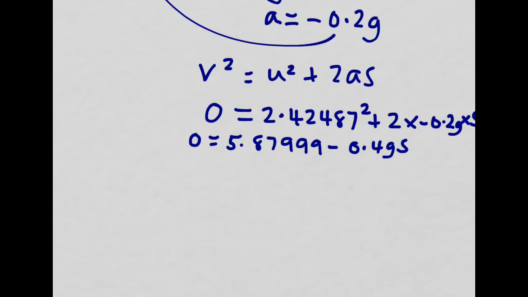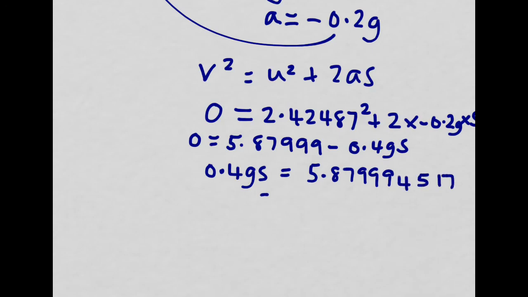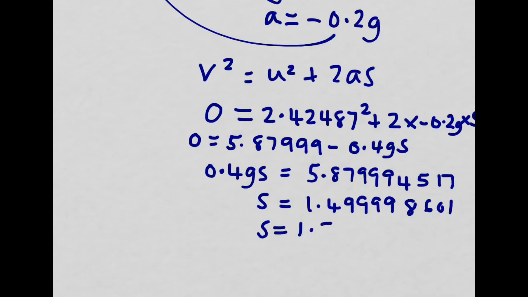and therefore 0.4gs = 5.87999, and as I said, that carries on in my calculator, and I can now work out my displacement. So my displacement comes out to be 1.49999. I think it's 4 nines, then an 8601. So I'm going to take my displacement as 1.5, and that's to 3 significant figures. Remember about rounding. Maybe I should put the 0 on the end.